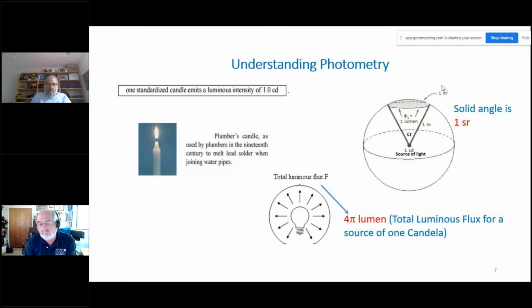Okay, so lumen per steradian will give you candela. But because this lamp is emitting in all directions and there's 4 pi solid angle, if you want to know the total luminous flux of this lamp, it will be 4 pi lumen.